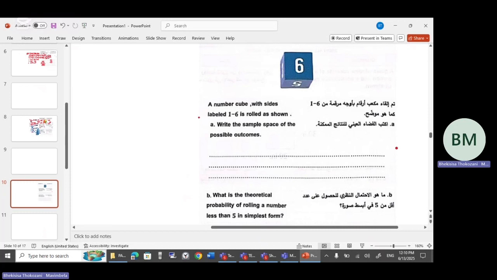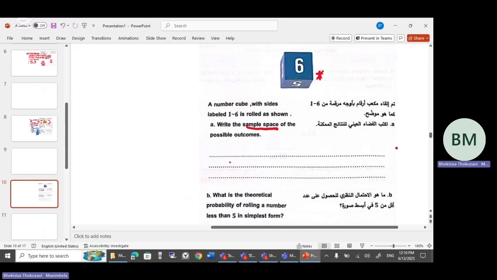Let's see. It says a number cube, which is this thing here, is called a number cube. Okay, so a number cube with sides labeled 1 to 6. So it has six sides. That's what they are simply saying to us. So they want us to write a sample space. You remember we did almost something like this, but with a spinner.